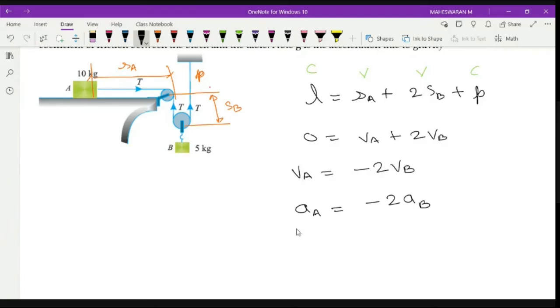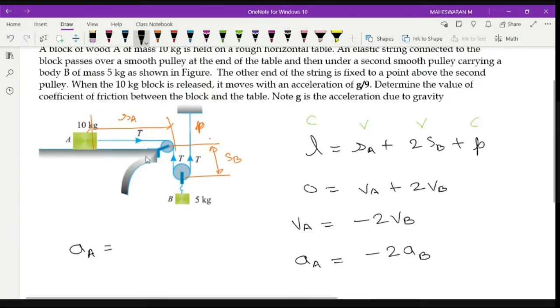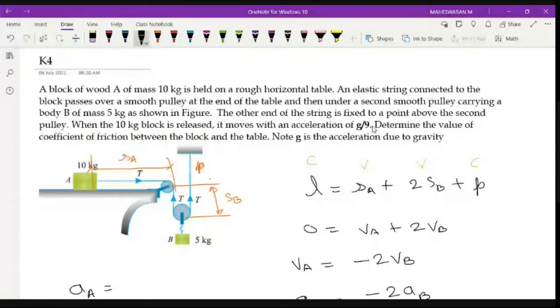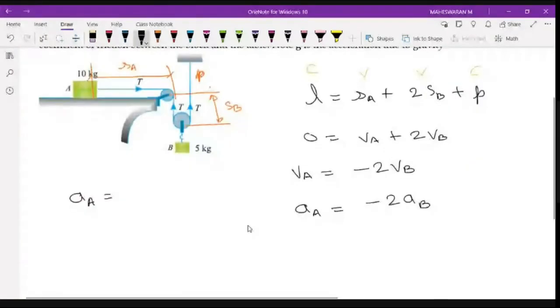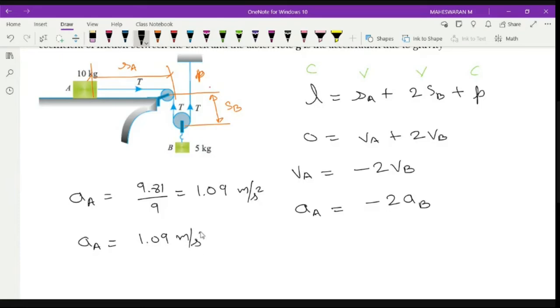These are the terms. So now I know what AA is. AA is the acceleration of block A, which is the 10 kg block. Block A acceleration is G by 9, where G is the acceleration due to gravity. So which means 9.81 divided by 9. So we are getting 1.09 meter per second square. So the acceleration for block A is 1.09 meter per second square.